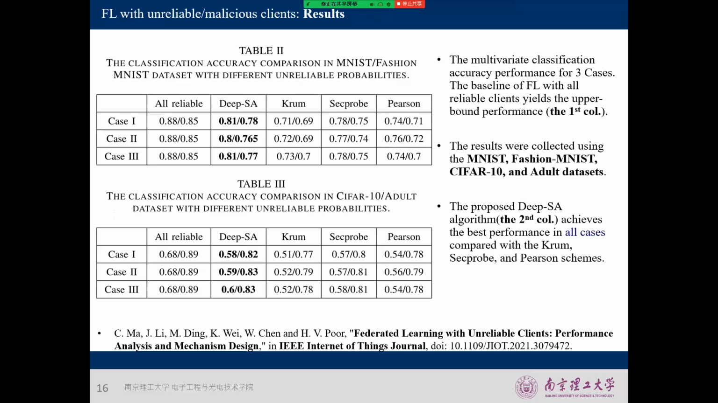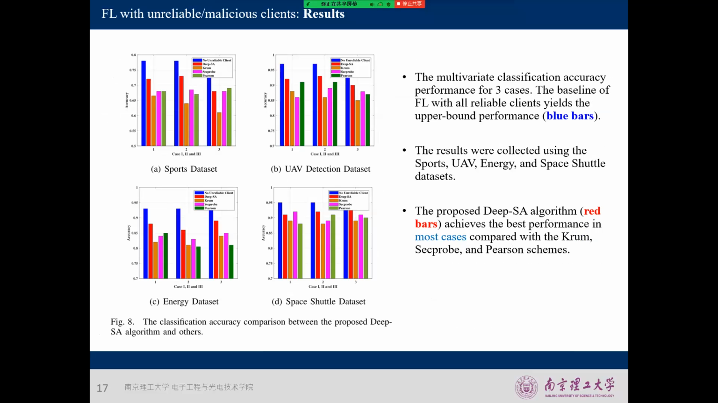We compare the proposed defense mechanism with three other robust aggregation rules. The first one is Krum, the second one is Scree-proof, and the third one uses Pearson correlation to do online testing. We find the proposed algorithm achieves better performance. So the whole idea of this paper is that we give a model of unreliable clients in federated learning performance, propose defense mechanisms, and show experiment results on other data sets.